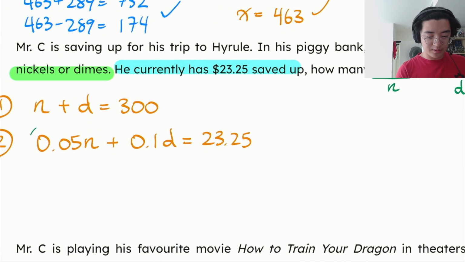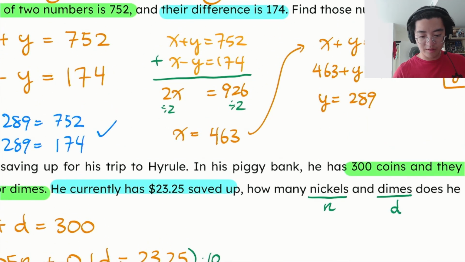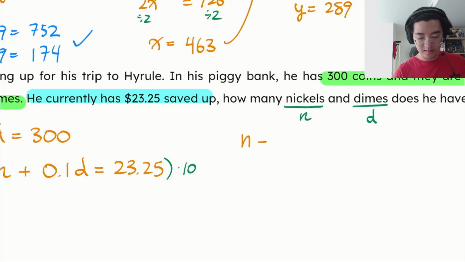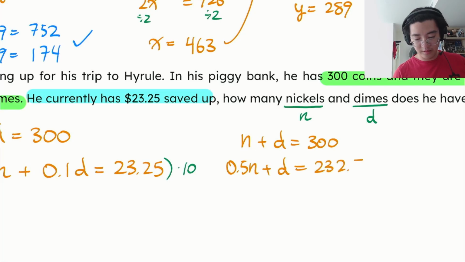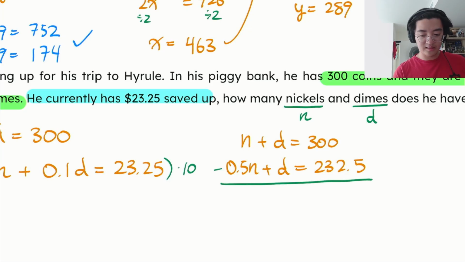We don't like decimals, so we can multiply everything here by 10 to get rid of decimals. So our new equations. So n plus d is still the same. Multiply everything by 10. We got this. Of course, we just subtract. So we can cancel out the d. We get 0.5n equals to 67.5.